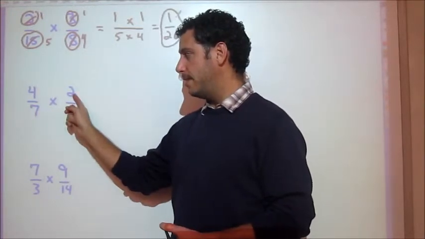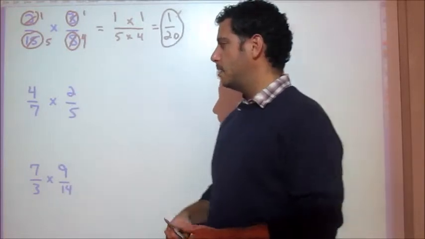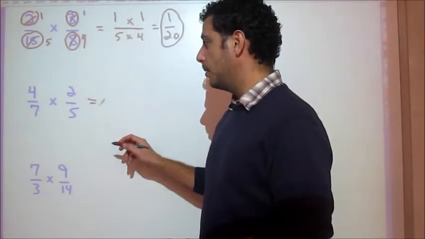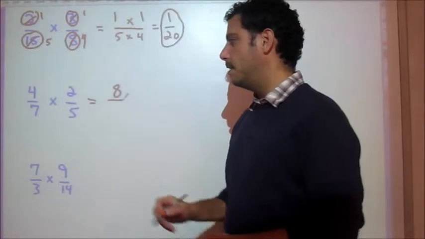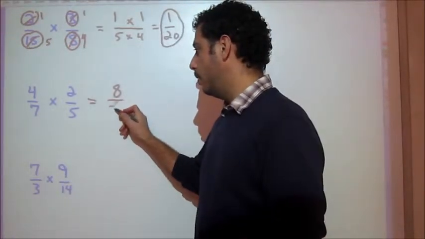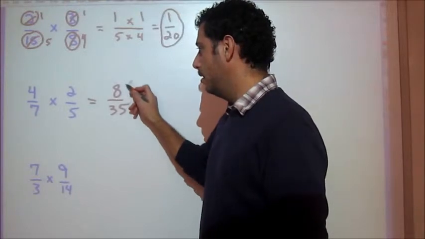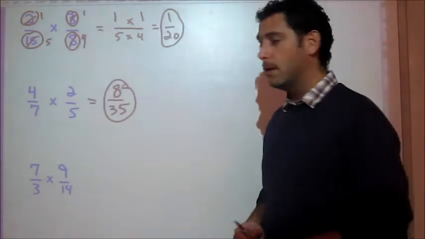Same goes for the 7 and the 2, right? So we can simply just multiply in this case. 4 times 2 is equal to 8, and 7 times 5 is equal to 35. And this product is already simplified.